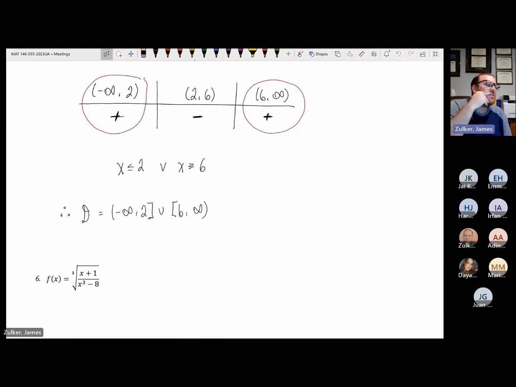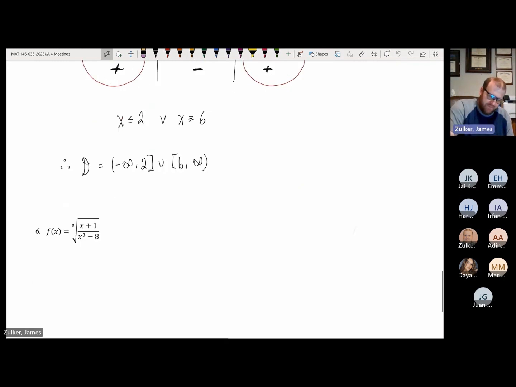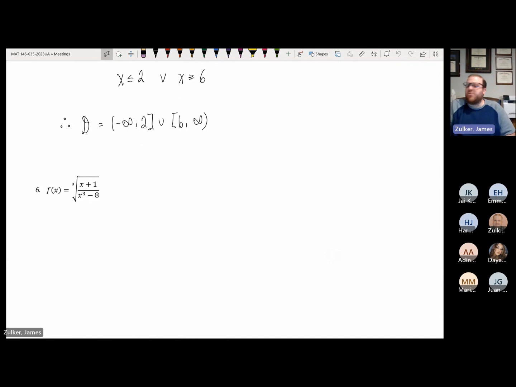Right, so final domain question. The cube root of x plus 1 over the cube root of x cubed minus 8. The denominator cannot be 0, right? We have a denominator. The denominator is the cube root of x cubed minus 8. That is not allowed to be 0.